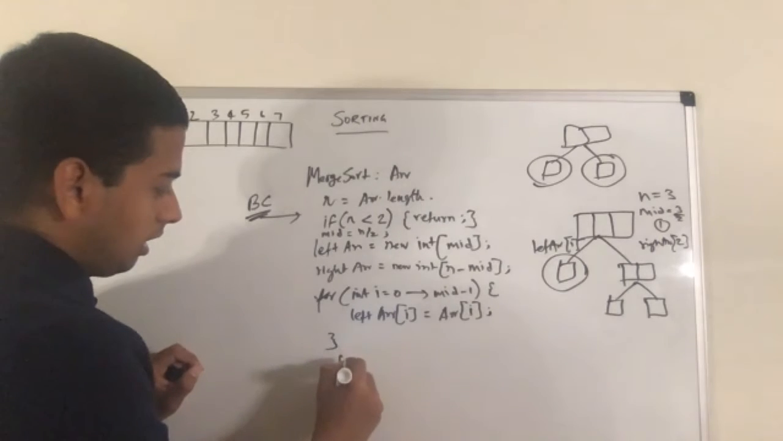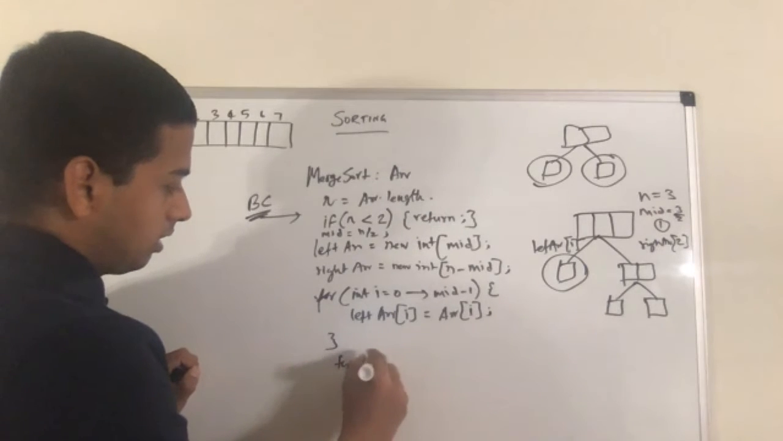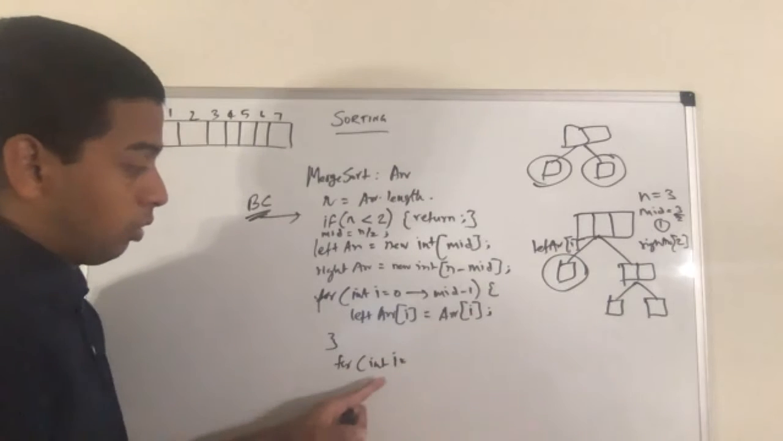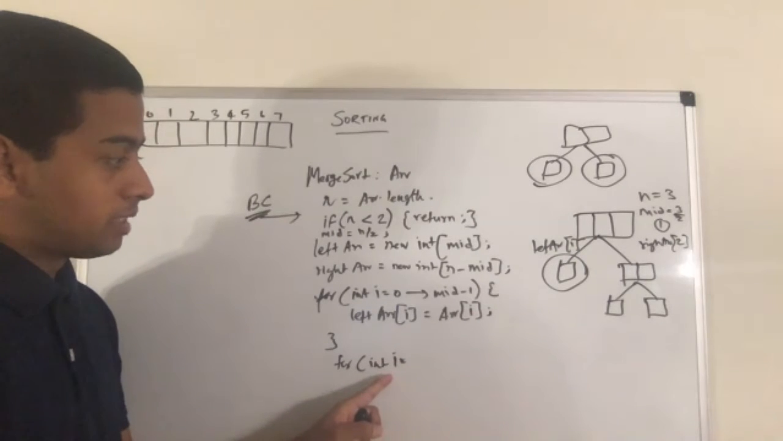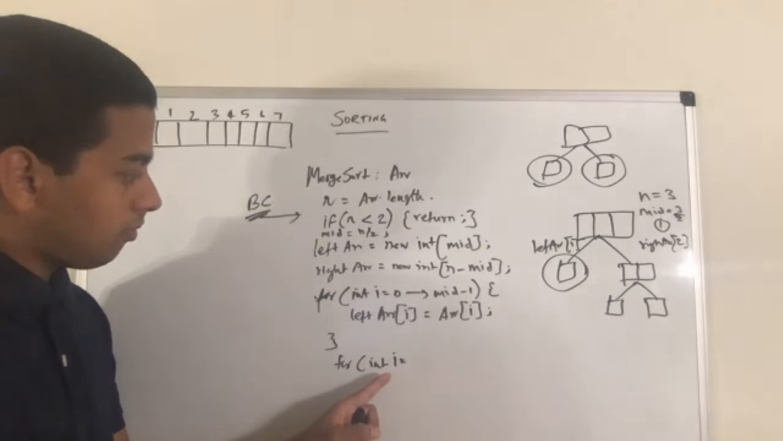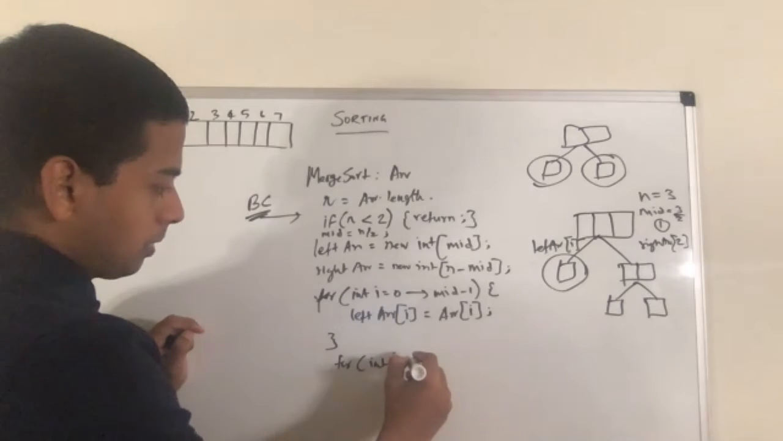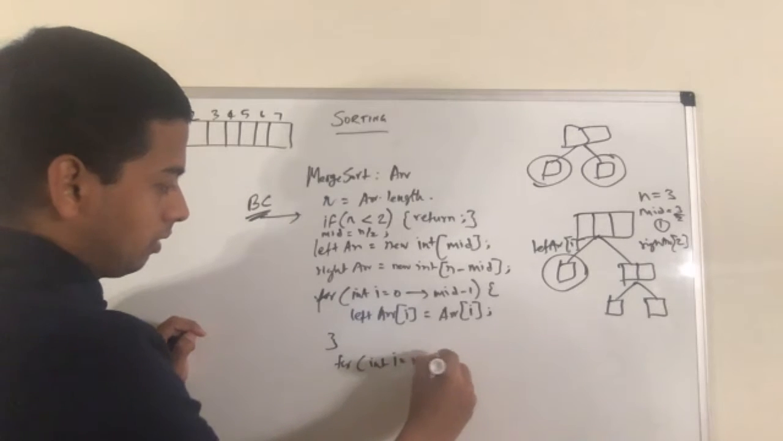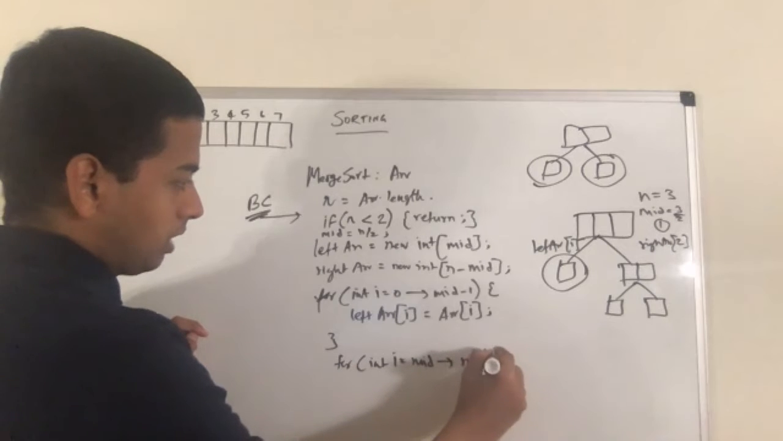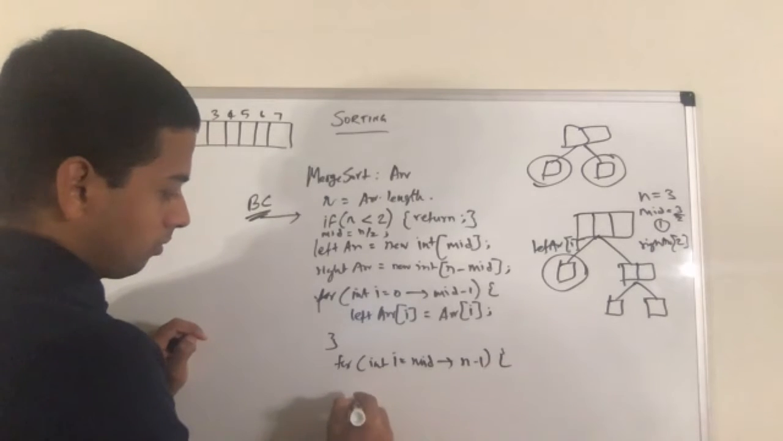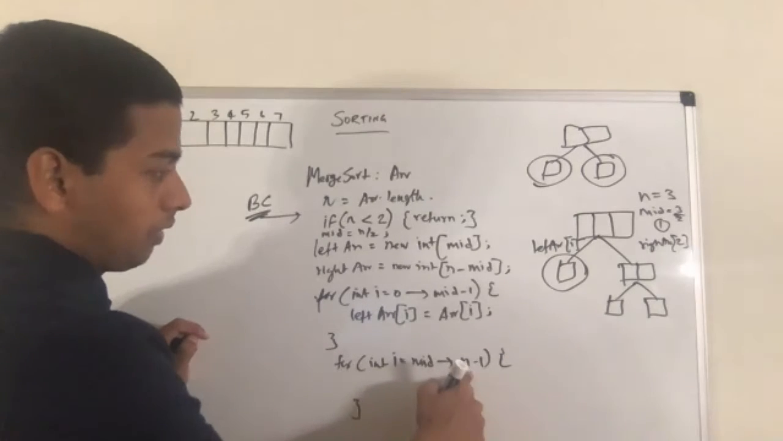Next, I will take int i equal to. So now what am I doing? I'm starting from mid all the way up to n minus 1. Okay, I'm starting from mid all the way up to n minus 1.